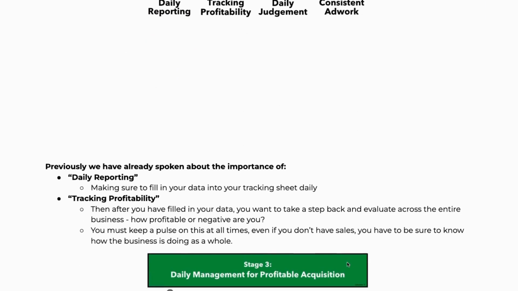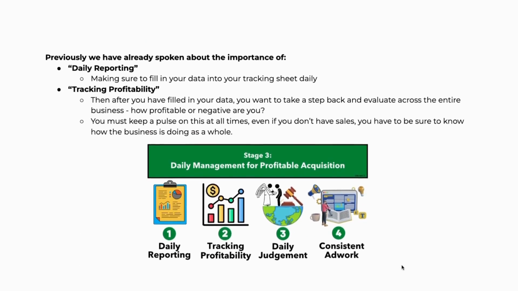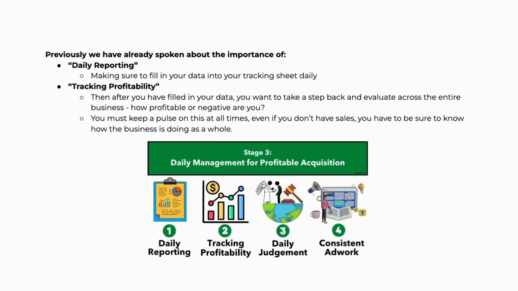Previously, we've already spoken about the importance of daily reporting, which is making sure that you fill in your tracking sheet every single day. And then we also talked about tracking profitability, so looking at the acquisition metrics as well as the ad profitability metrics, and saying, hey, how profitable is everything running overall? We said that is us zooming out and looking at the tracking sheet to see everything, and we must keep a pulse on that at all times. We spent this much on ads, and we're not closing one eye and only looking at the lead gen metrics. No. We have to look at the entire thing and say, hey, what is going on here? Even if we don't have sales, we have to make sure, how is the business doing as a whole?